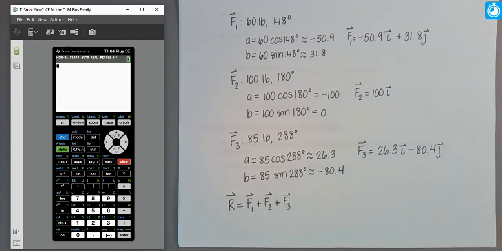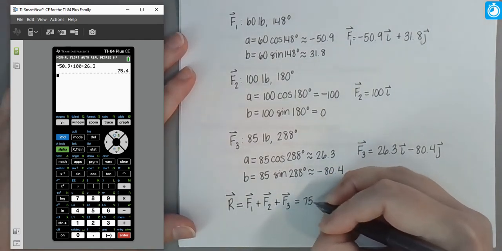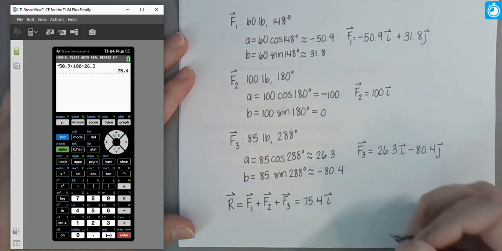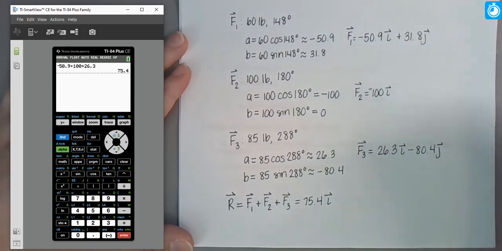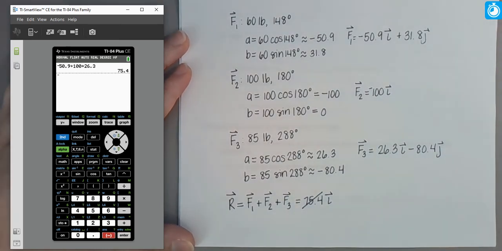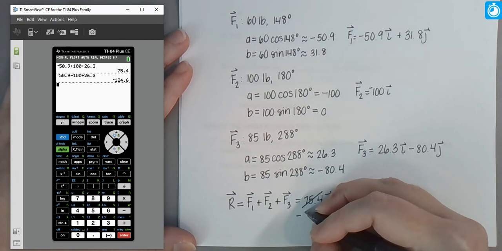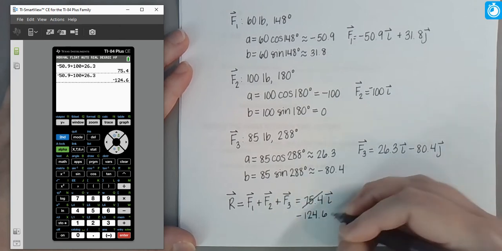So for force 1, force 2, and force 3, for the I, the horizontal component, we have negative 50.9 plus 100 plus 26.3. Add all that up and we get 75.4 times I. Oh, excuse me, this should be negative 100. Apologies. Let's try that again. So negative 50.9 minus 100. There we go. And you probably already noticed that and knew I was making a mistake. Plus 26.3. There we go. So it's going to be negative 124.6 times I.